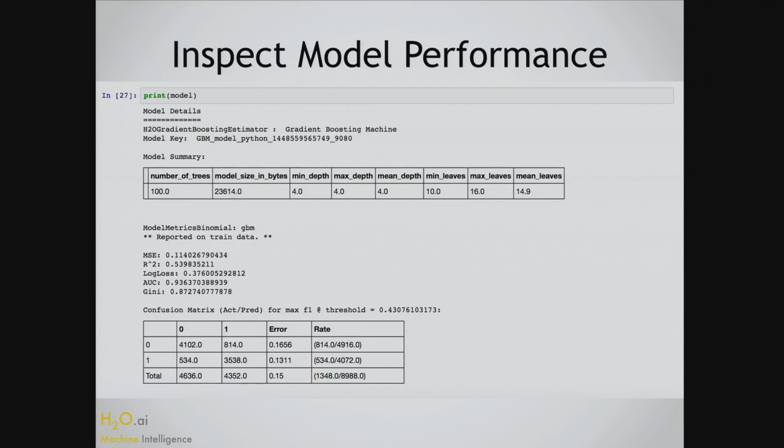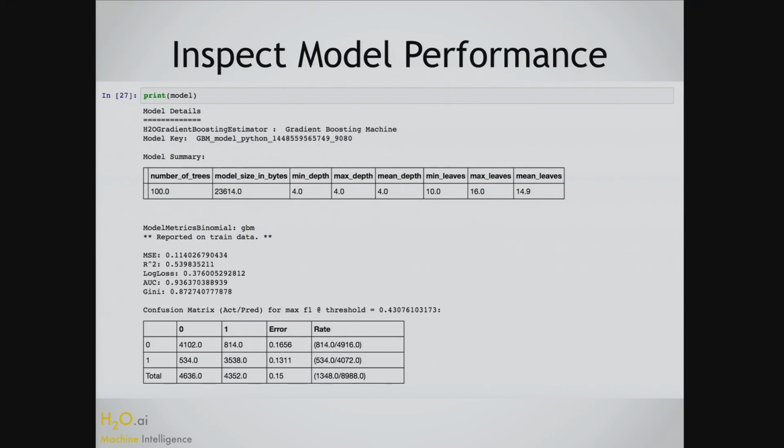This is similar to the information that will come up when you go over to the GUI. It will automatically calculate all these things that you might want to know about your model, and you can also access that in the Python interface. If you just print the model, this actually goes all the way down, there's more stuff, but this is just a snapshot. Those are the performance metrics that it will calculate for a binomial model: MSE, R squared, log loss, AUC, and Gini.